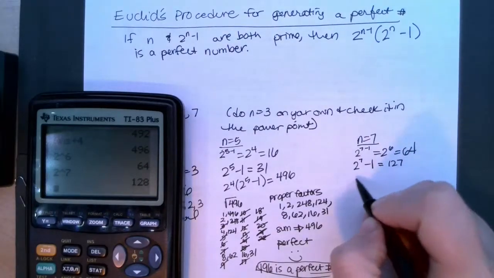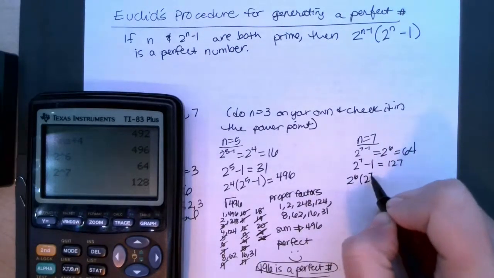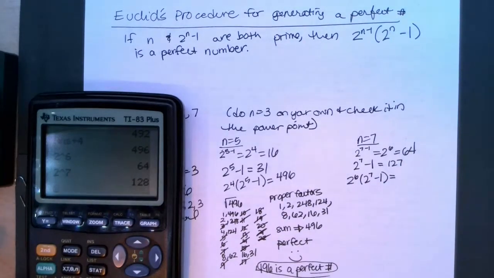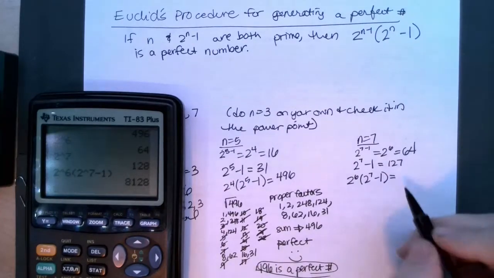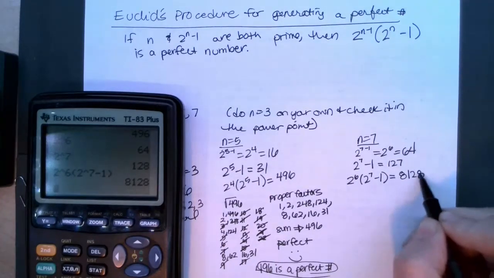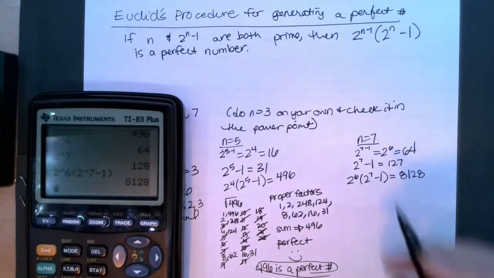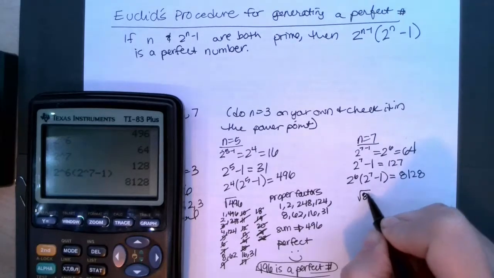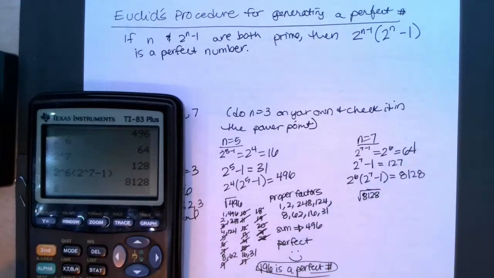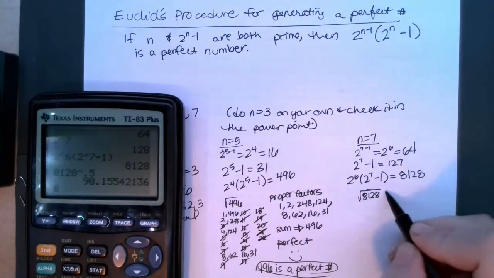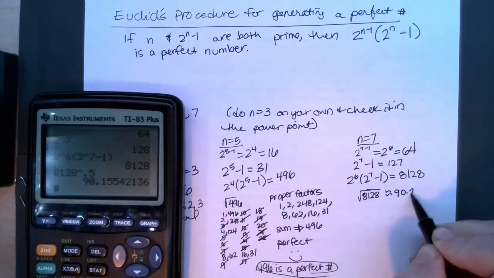So we multiply these together, so 2 to the 6 times 2 to the 7 minus 1 would be 8,128. And this one's rather large. We're not going to check all the factors. I'll leave you guys to do that on your own here. So what we're going to do instead is just do the square root, just to give you a ballpark of what you would need to do. So the square root is about 90.2.